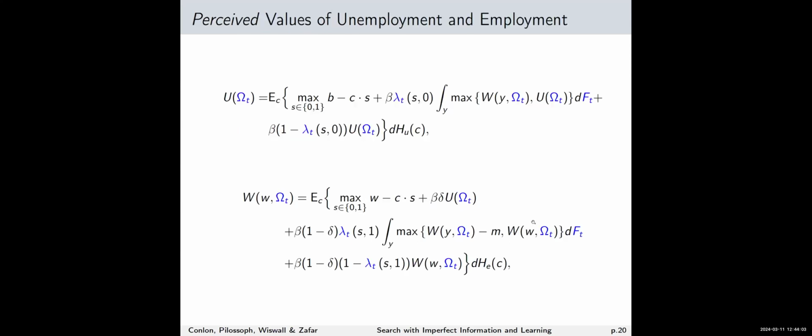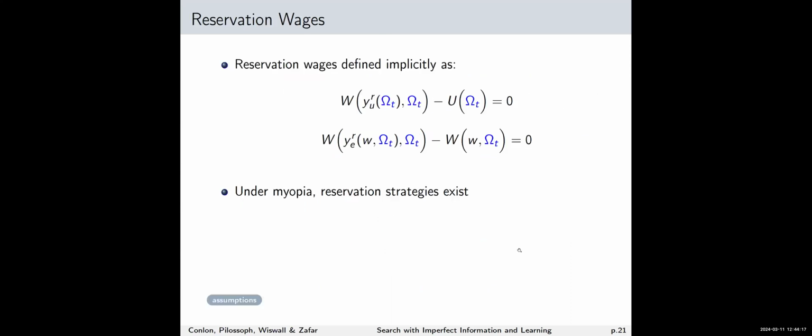Okay, and then there's going to be a similar value for employment. I don't think there's anything special to highlight here. It's just the same logic as the employed, except we have this moving cost in case you do move. Okay, so I have to speed up a little bit. So we have reservation wages defined implicitly in the natural way, and then we're also going to have these search cutoff strategies. Below the search cutoff, you're going to search. Above it, you won't. There's going to be one for each wage and belief.